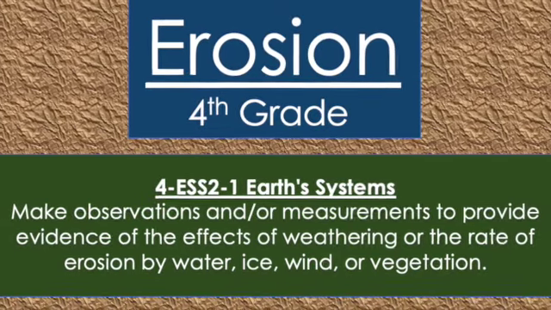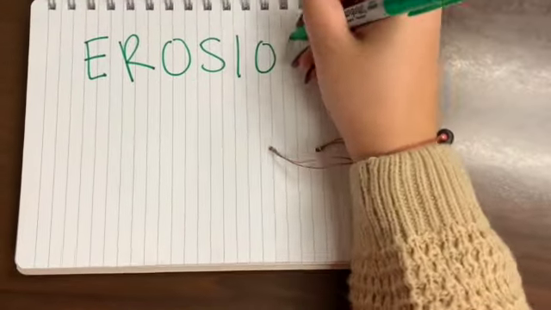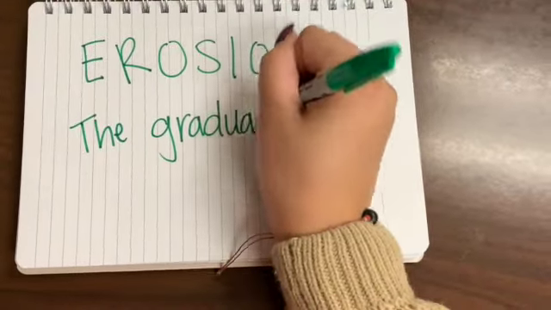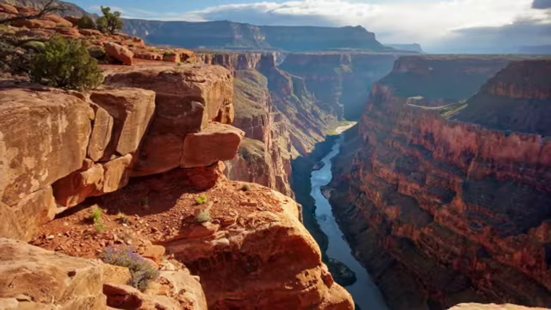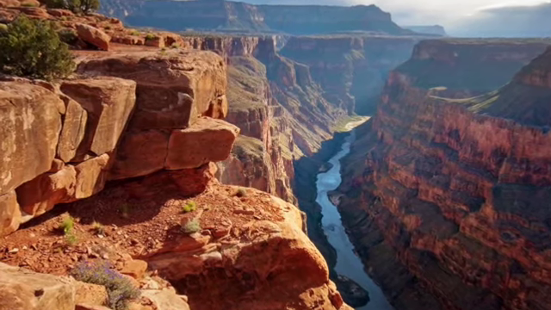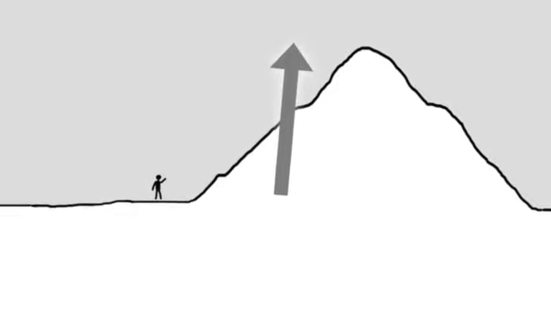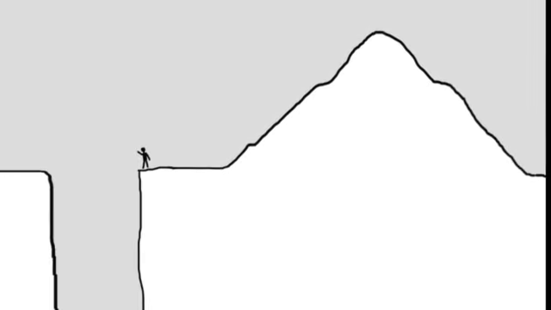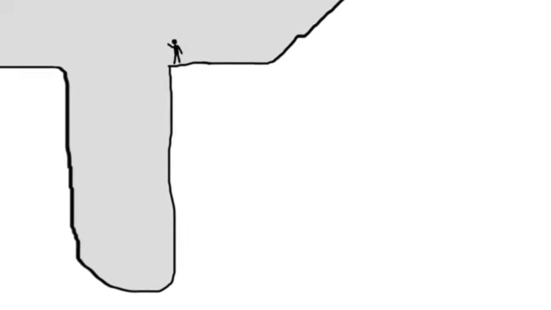In this lesson, I will be discussing the 4th grade standard Earth systems about erosion. Erosion is a phenomenon. It is the gradual destruction of something. Have you ever been to the Grand Canyon and wondered how these giant holes formed within these really strong rocks? Well, mountains are basically rocks that grow upward to form larger land masses. So how do these holes form if there used to be rock there?